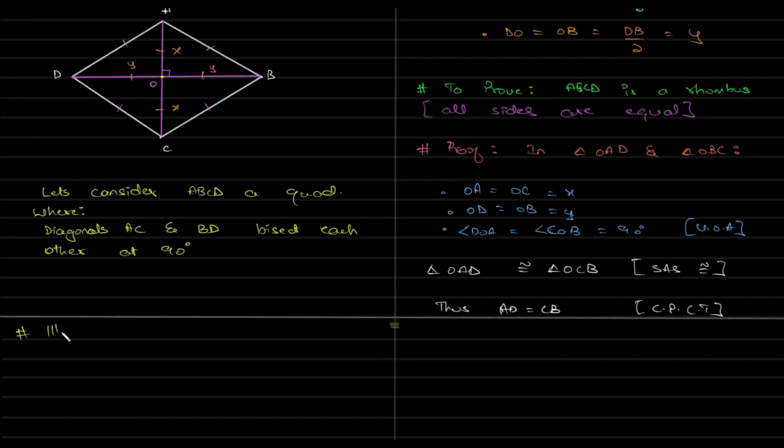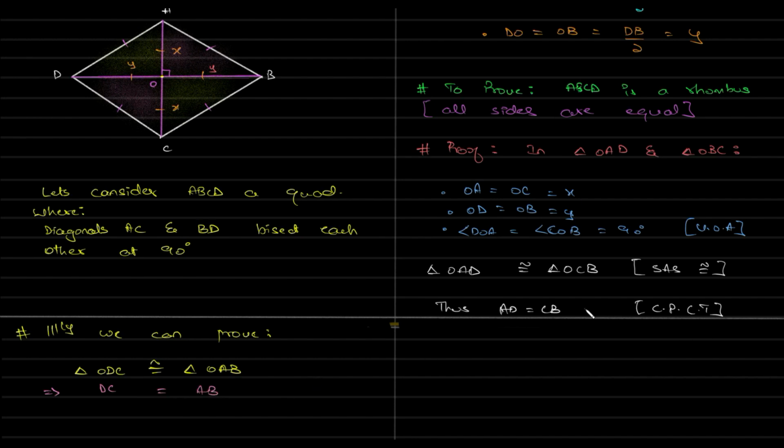Then we can tell similarly we can prove triangle ODC is congruent to triangle OAB, right? So remember, we proved that these two triangles are congruent. Now I'm talking about these two triangles, right? They too have to be congruent. Okay, so similarly we can prove that this implies DC is equal to AB. So we'll call this as 1 and 2. I think we'll be using that.